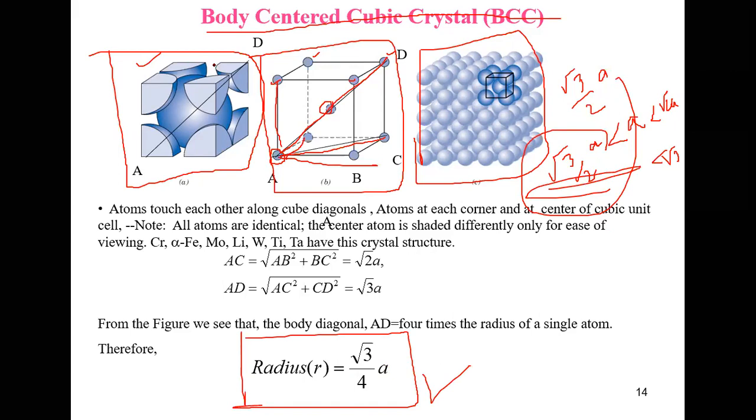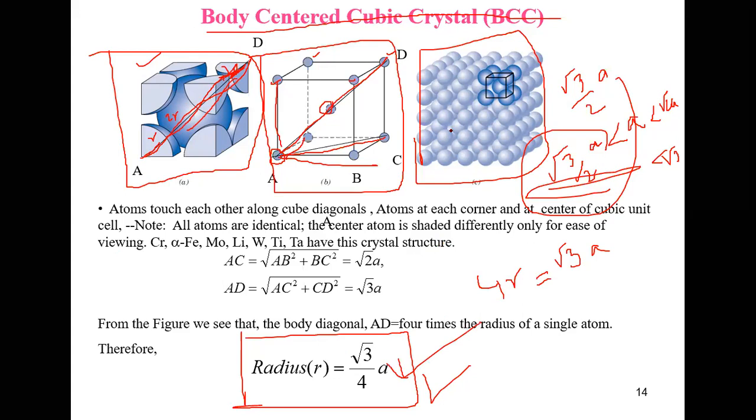Or if you look here, along this root 3 a, there is one radius from that corner, another radius from that corner, and also the diameter of the middle body-centered atom. That means R, twice R, and then another R. That means 4R makes root 3 a. 4R equals root 3 a. So R will be root 3 a by 4. It's very easy to understand.